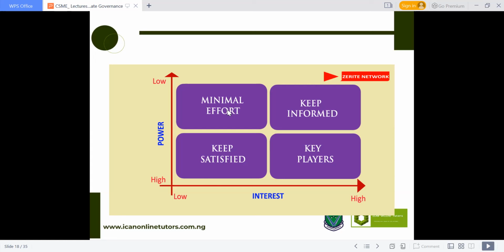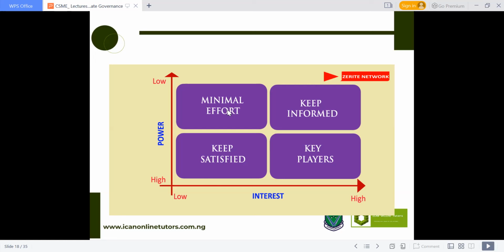So these are what we call the Mendelow's matrix, and we use it to determine stakeholders' influence. Stakeholder influence is determined by what? It is determined by your power and your interest. That is what determines the stakeholders' influence.